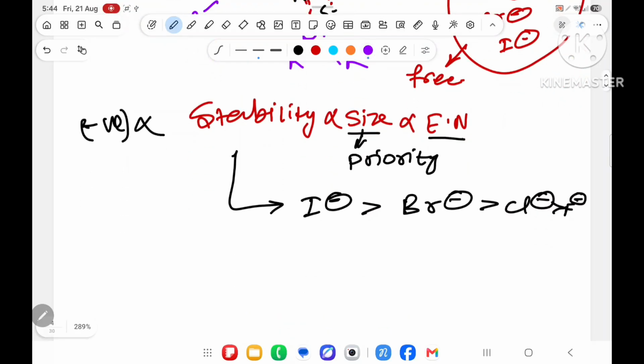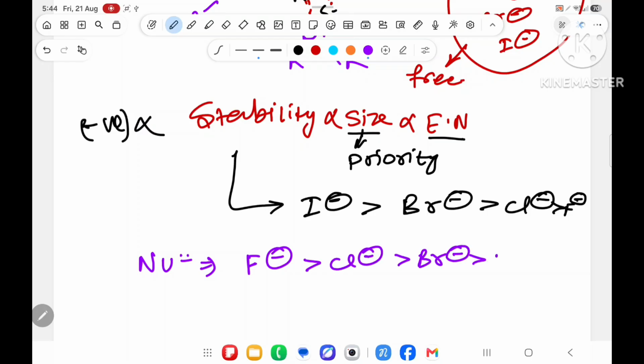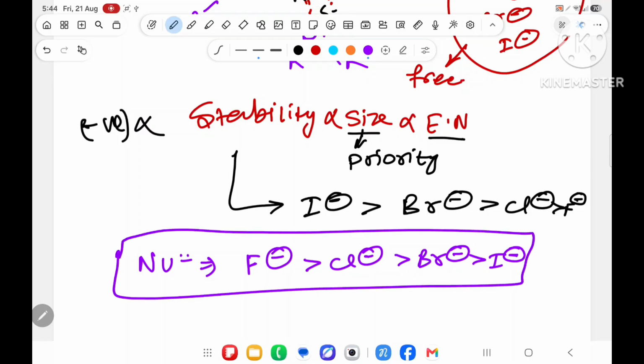The more stable ones cannot give the electron easily. Which can give the electron easily? Fluorine, that is less stable. So the nucleophilicity of fluorine is more, then chlorine, then bromine, and then iodine. So this is the nucleophilicity order of fluorine, chlorine, bromine and iodine.